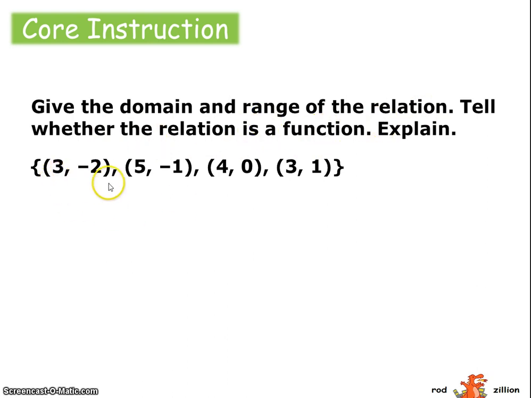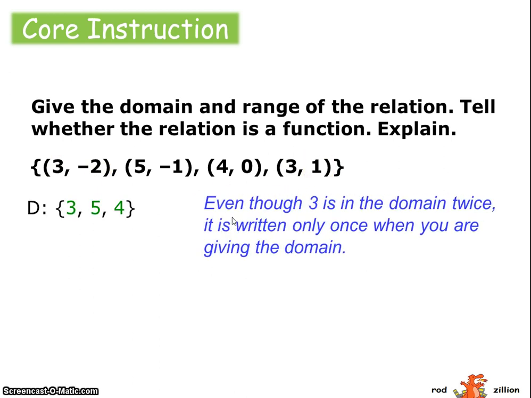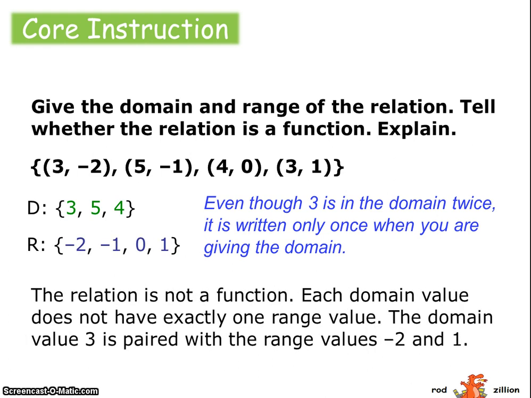So I'm looking at the x values. 3 is assigned to negative 2, 5 is assigned to negative 1, 4 is assigned to 0, and 3 is assigned to 1 here. Well, if the criteria is that every domain value has exactly one range value, then that's not the case here, because these domain values have two different range values. So this would not be a function. Each domain value does not have exactly one range value, so the domain value 3 is paired with the range values of negative 2 and positive 1. Not a function.